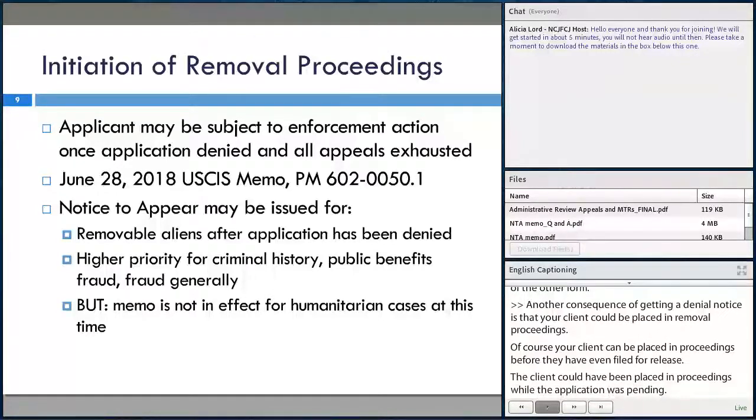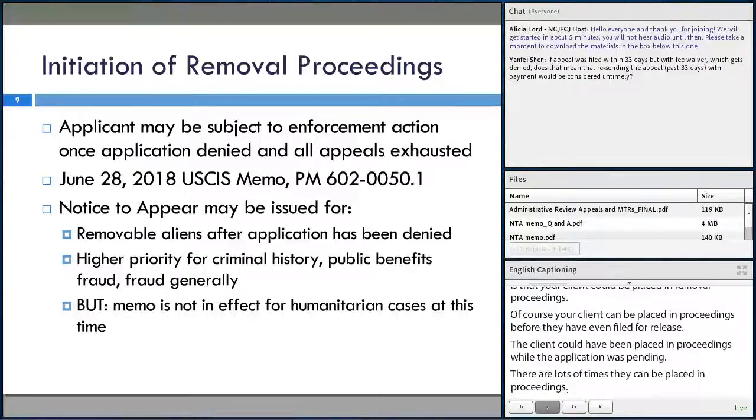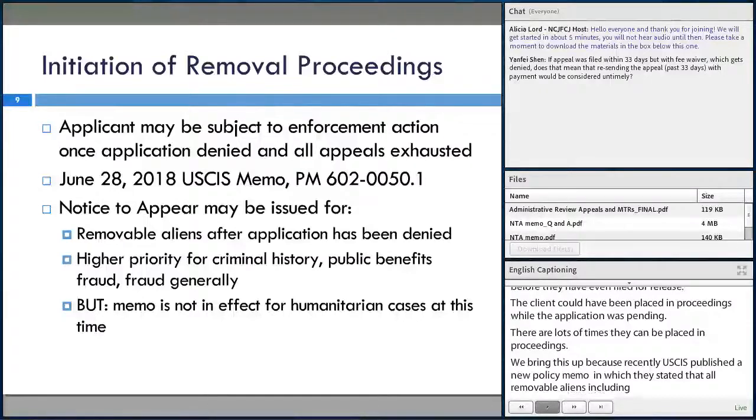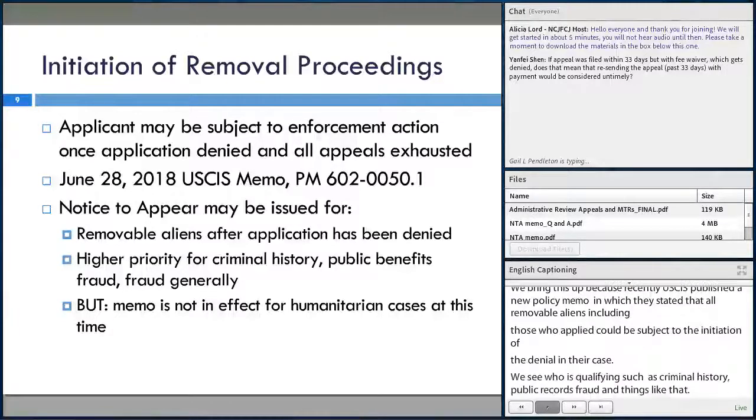However, we bring this up because recently USCIS published a new policy memo in which they stated that all removable aliens, including those who have applied for VAWA, Ts, and Us, could be subject to the initiation of removal proceedings upon the denial of their case. And the memo went into a lot more detail about who is a high priority for removal proceedings, such as people with criminal history, a record of public benefits fraud, and things like that. But it did say that even if you don't have criminal history or public benefits fraud, if you are not in status and your case has been denied and the appeals period has been exhausted, you could be placed into removal proceedings.